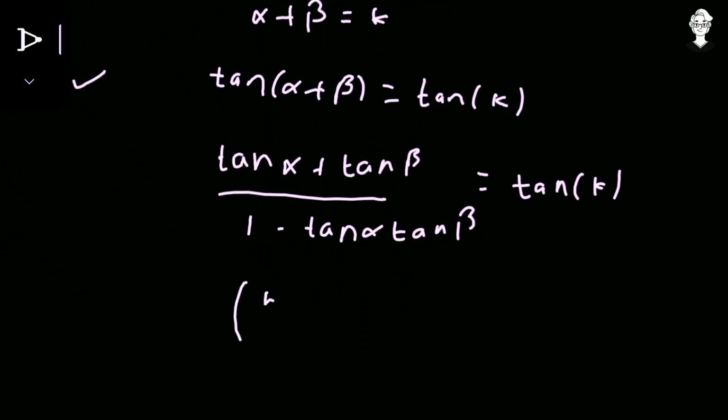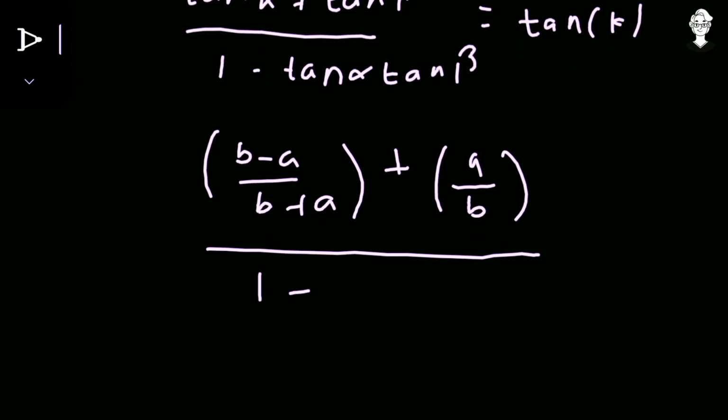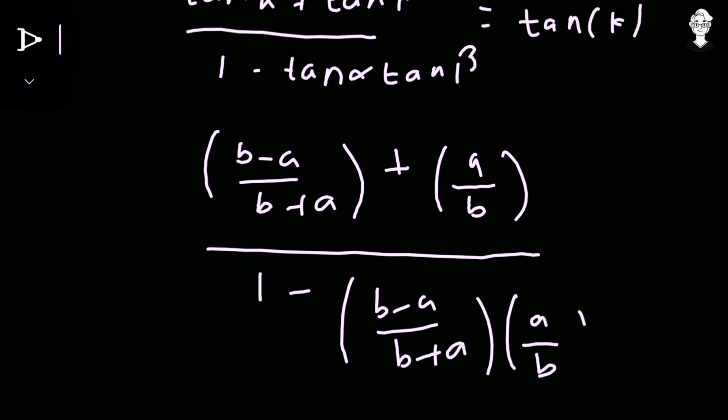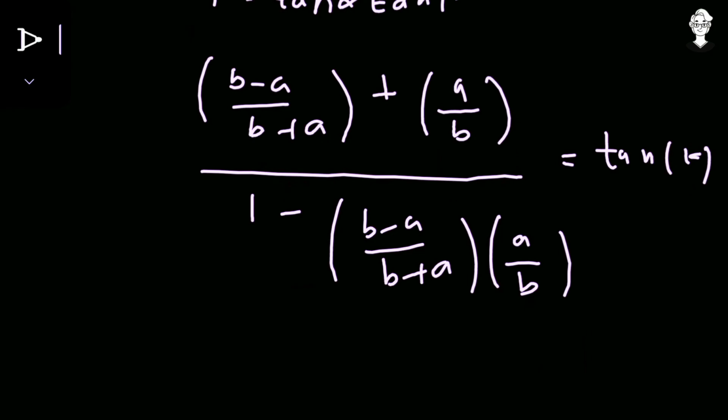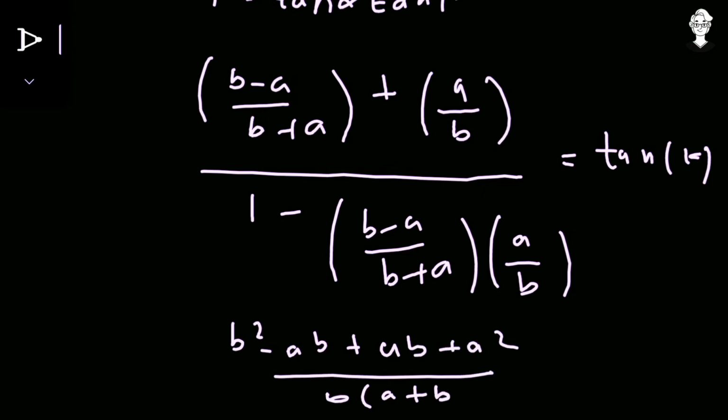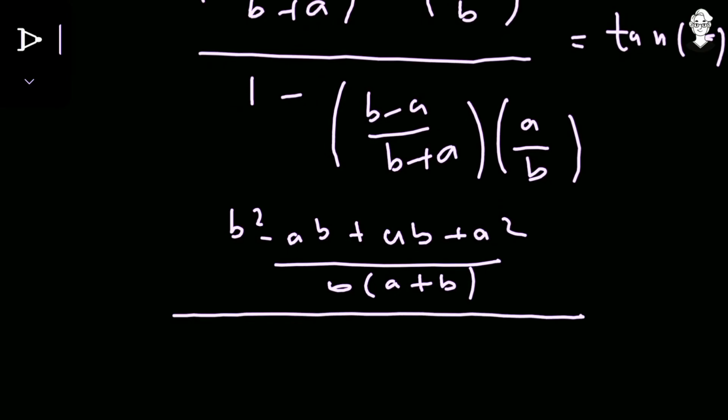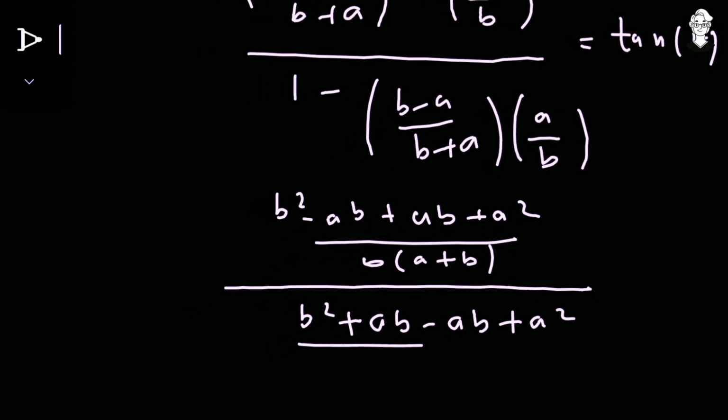So we will put that value in this particular LHS. Tan of alpha is having a value that is b minus a upon b plus a, plus tan of beta is having a value that is a upon b, upon 1 minus tan of alpha, which is b minus a upon b plus a, times tan of beta, which is a upon b, and that is equal to tan of k. Now we can simplify this by taking the LCM and cross multiplication and opening the brackets. So we will obtain b square minus ab plus a square upon b into a plus b, that is the numerator part, upon the denominator, that is b square plus ab minus ab plus a square, and its denominator is also b into a plus b, and that is the value of tan of k.